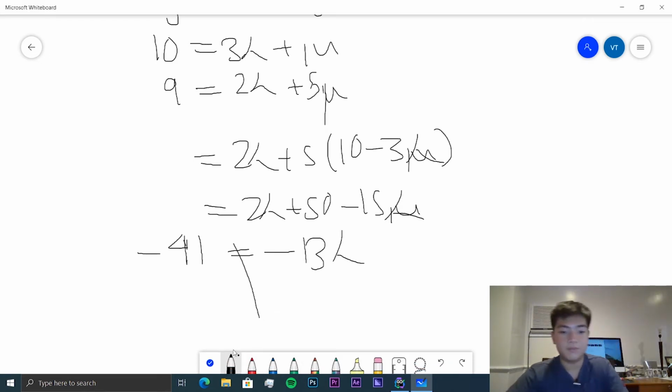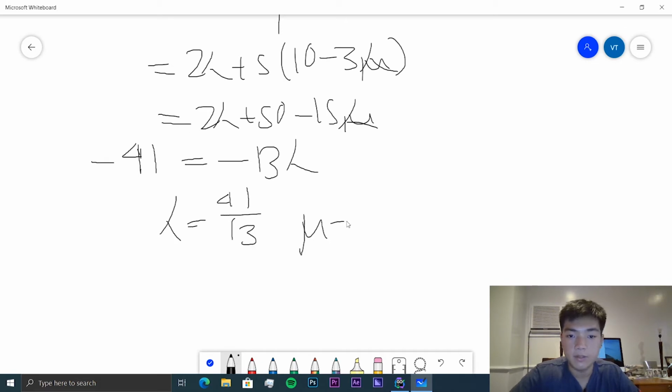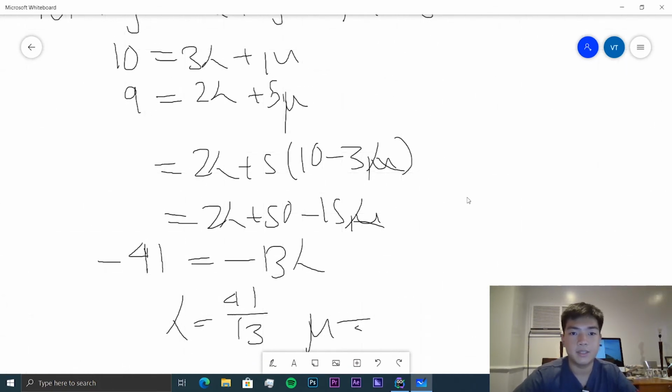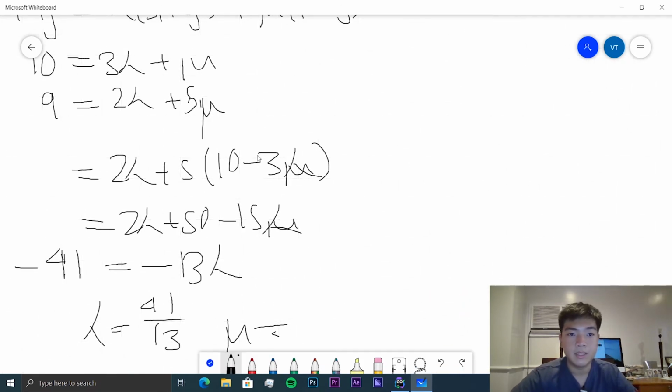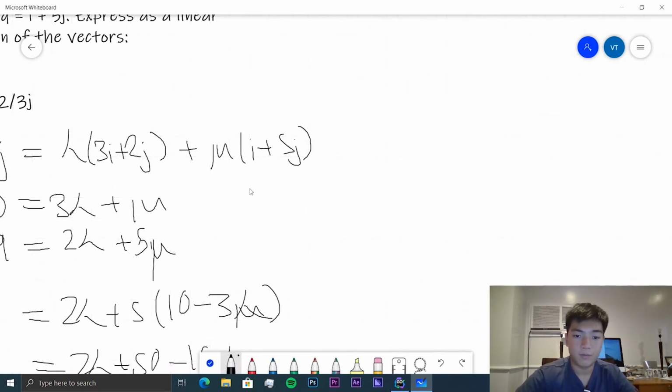So we have lambda is equal to 41 over 13, and so mu: 10 is equal to 3 lambda plus mu, so mu must be equal to 7 over 13. So then we can express this in the form 41 over 13 times p plus 7 over 13 times q. So yeah, it's cool.